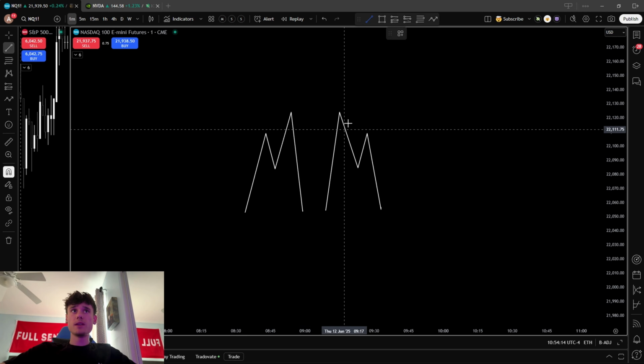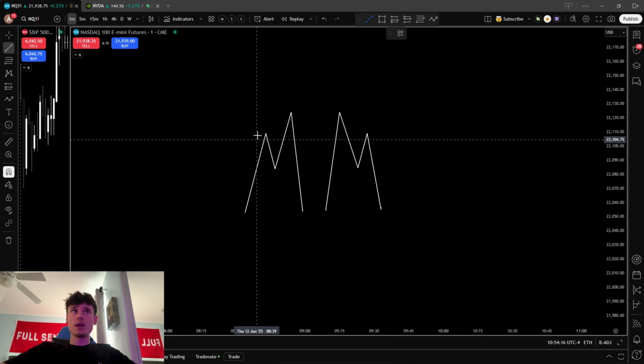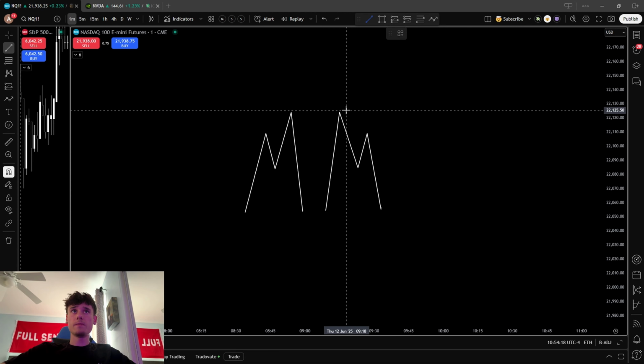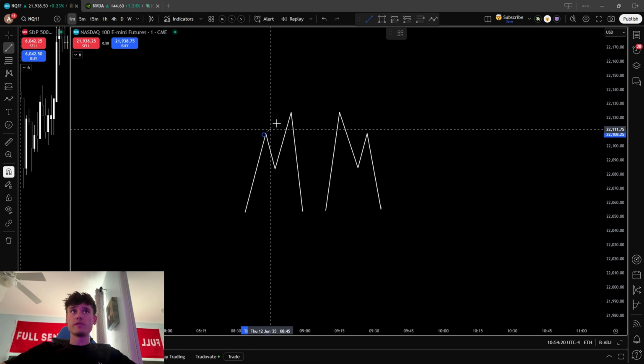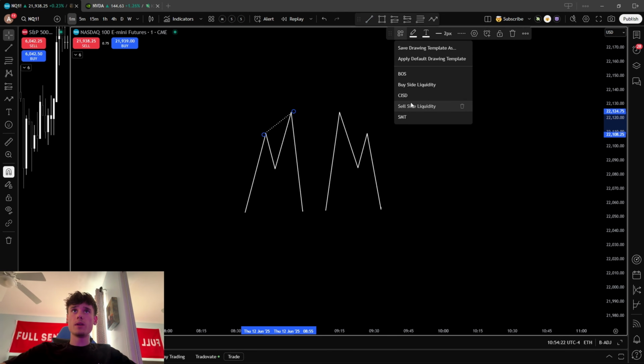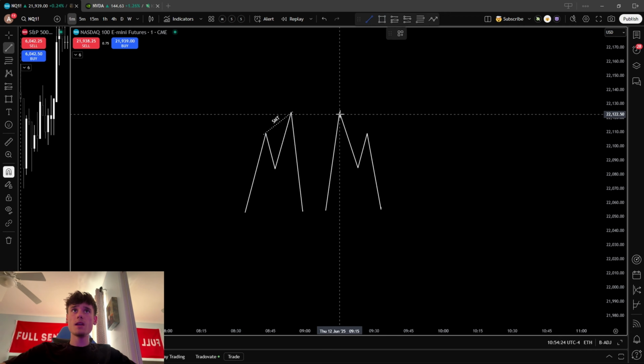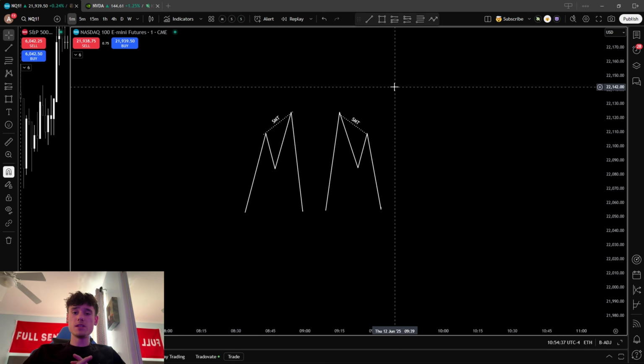Like for example, say we just have this chart over here. So we have one making a lower high and one making a higher low. So for example, right here, we have an SMT and an SMT over here. SMTs work with two stocks. Like for example, NASDAQ and ES.